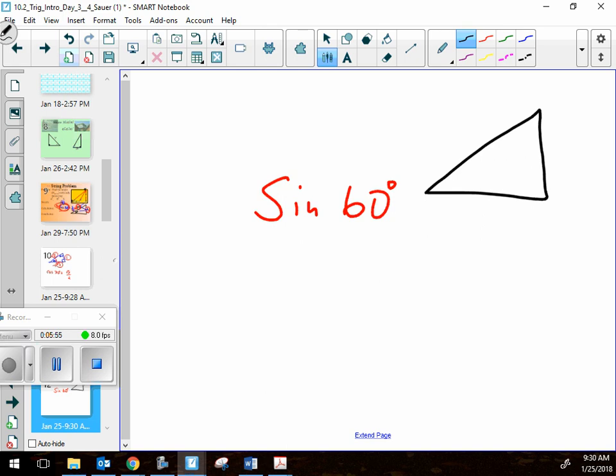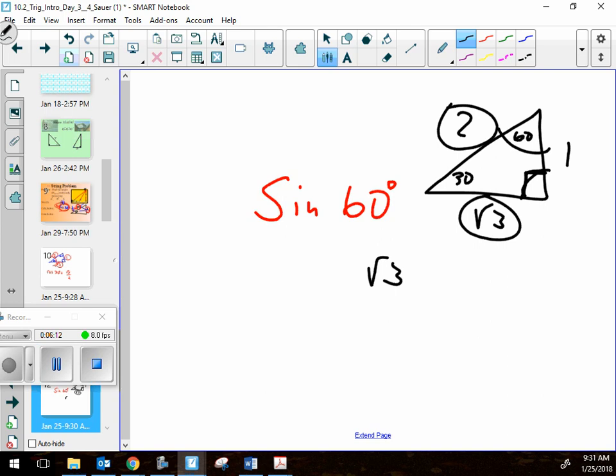I make the 30, 60, 90 that way, but you can make it any way you want, as long as you label it and know which one's which. I'm going to say that's 30. 1, 2, root 3. And I use the 60 this time. Sine of 60, opposite over hypotenuse, root 3 over 2. Raise your hand if you had that one right. Okay, good. So there's kind of a review to catch us up to where we are.